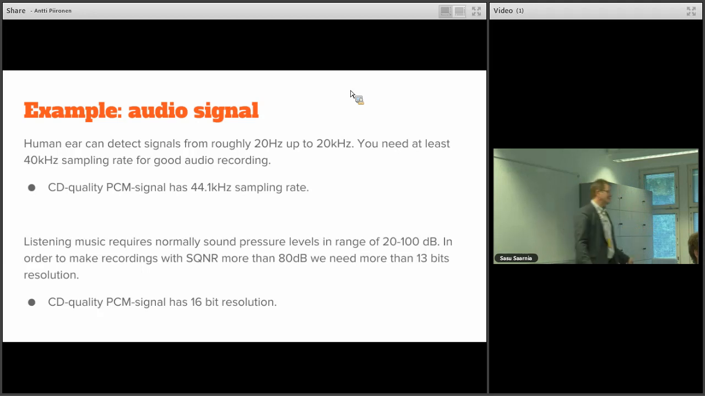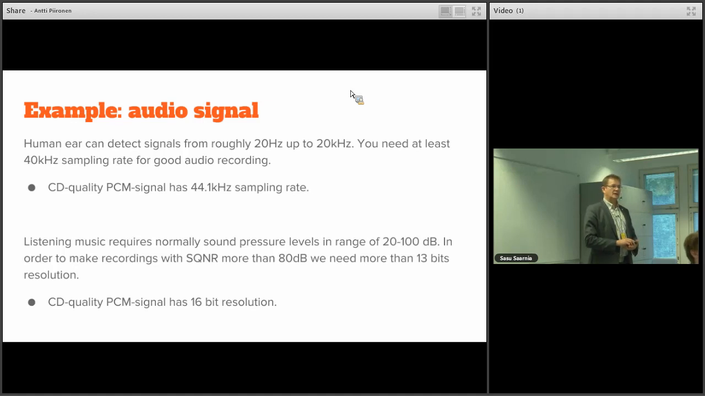So we are still using this invention, which was done in 1980 something. Okay, and the so-called PCM quality CD signal sampling rate is 44.1 kilosamples per second.